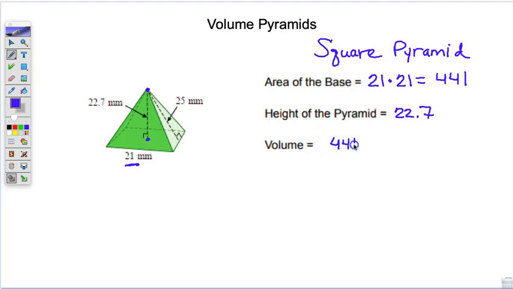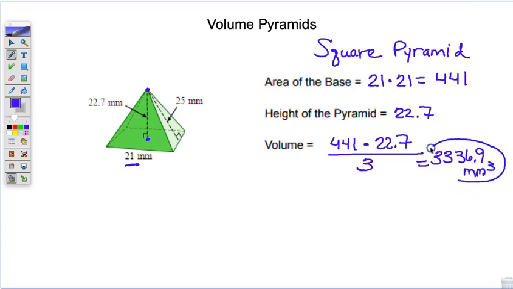Once again, we're going to multiply those two numbers together. And what do we divide by? You guessed it, 3. That should result in 3,336.9 cubic millimeters.